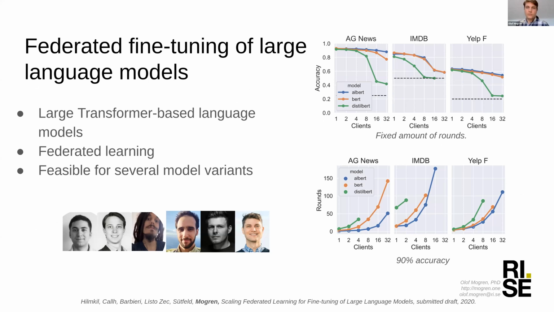Okay, so one of the results we have in federated learning is a publication that we've done with Beltarian, where we train large transformer-based language models in a federated setting. We have seen that this is feasible for several of these variants. As you can see in the results to the right, we have 3 different data sets. We have the accuracy in the top row, and in the bottom row we have the rounds until you reach 90% accuracy. As the number of clients increases, the accuracy is a bit hurt by this, especially for one of these methods. But we can definitely leverage these models and we can make them work in a federated setting.